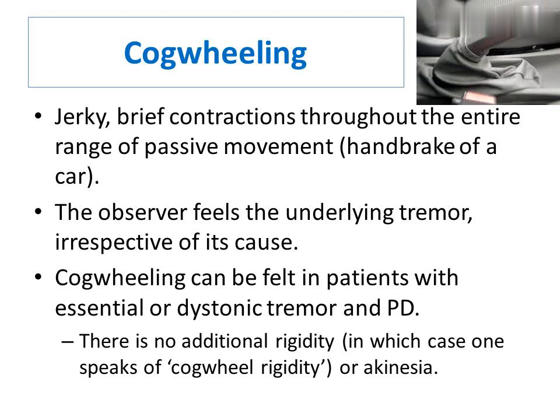Cogwheeling: jerky, brief contractions throughout the entire range of passive movement, like the handbrake of a car. The observer feels the underlying tremor, irrespective of its cause. Cogwheeling can be felt in patients with essential or dystonic tremor and PD. There is no additional rigidity; in which case one speaks of cogwheel rigidity, or akinesia.